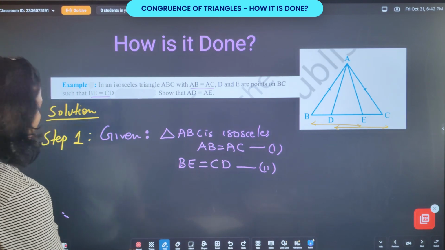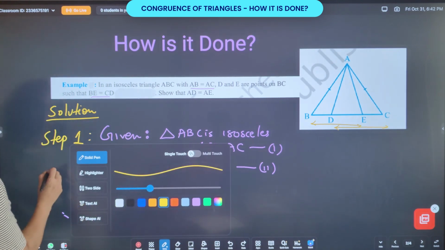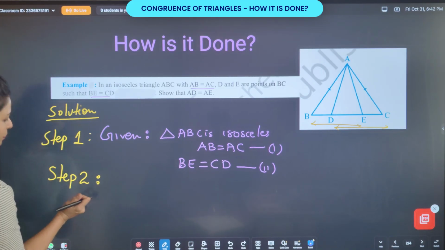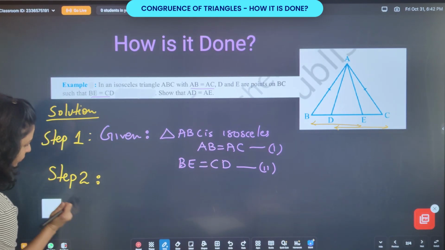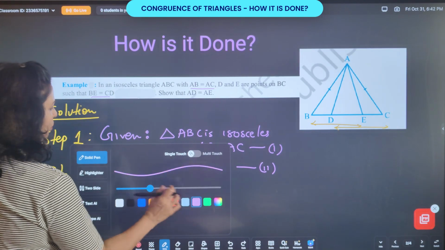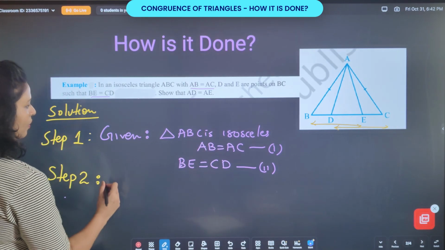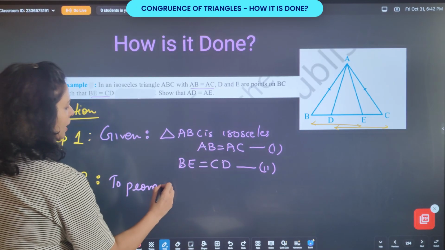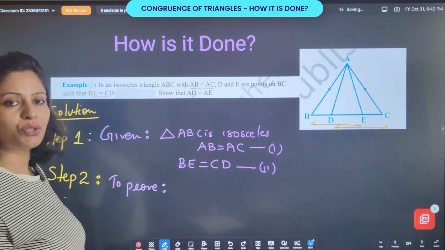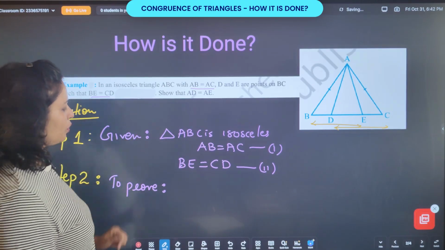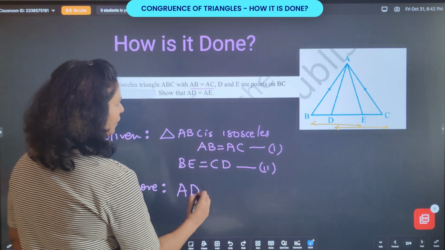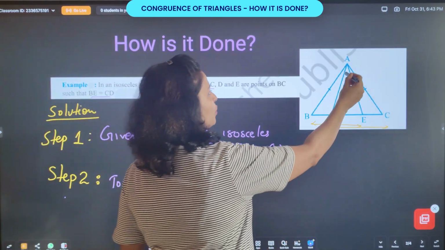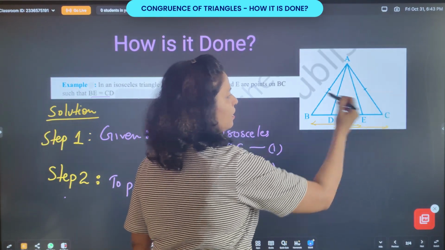Now step 2 should be to write what you need to prove, what they are asking us to show. They are asking us to prove AD is equal to AE.